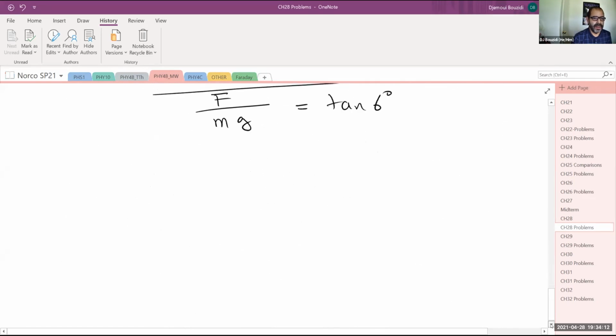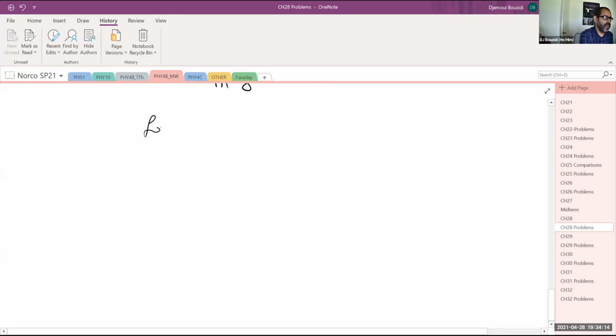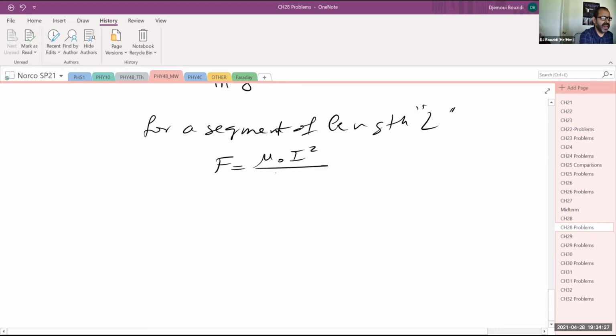So for a segment of length L, the force first is given by mu naught times I squared divided by 2 pi times d times L, because this force is per unit length. Now I need to multiply it by the length to find the actual force. But m in that case is equal to mu times L for that same segment.